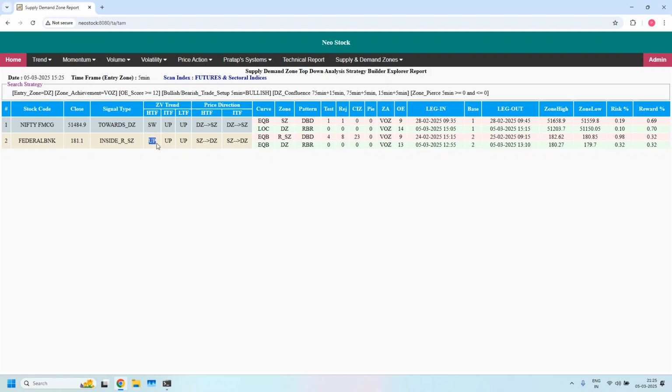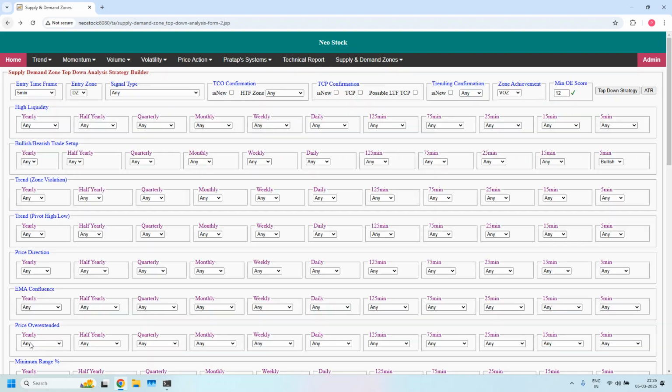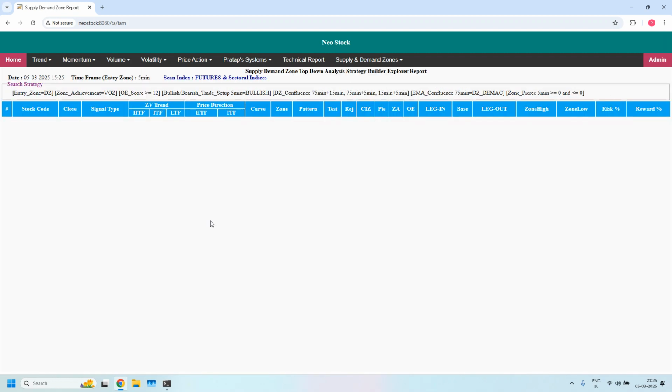Here 75 minutes trend is up. So let us check if 75 minutes demand zone having daily EMA confluence. In the EMA confluence at 75 minutes demand zone having daily EMA confluence. No, we don't have any stocks. Okay, this is bullish trade setup, hourly income trade.